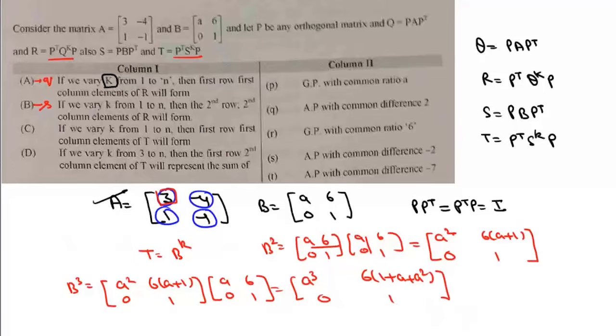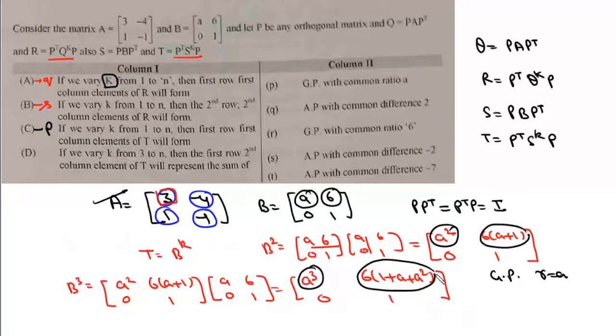Now if we look at first row, first column, then it is A square, A cube, which is nothing but a GP with common ratio A. So this C matches with P. And if we vary K from 3 to N, the first row, second column is 6 into (1 plus A), 6 into (1 plus A plus A square), which will also represent the sum of a GP with common ratio A. So this D also matches with P. So the correct option is QSPP.